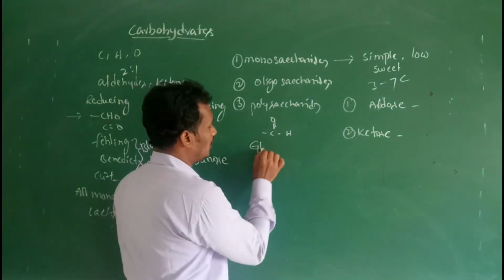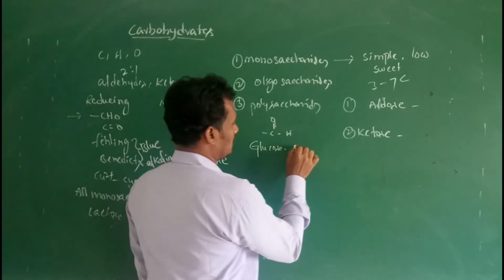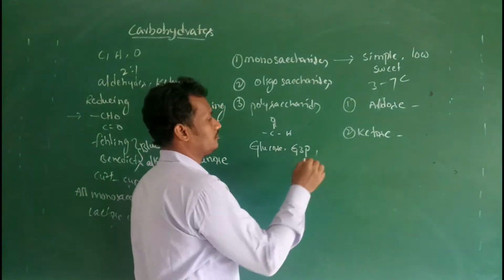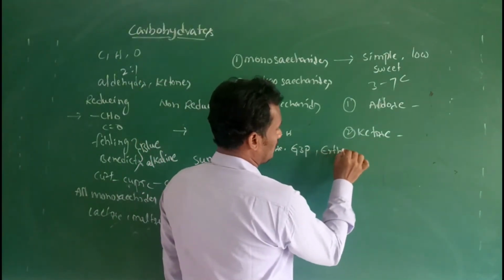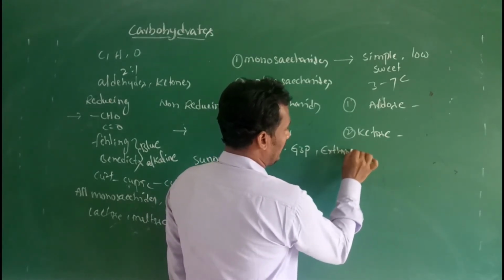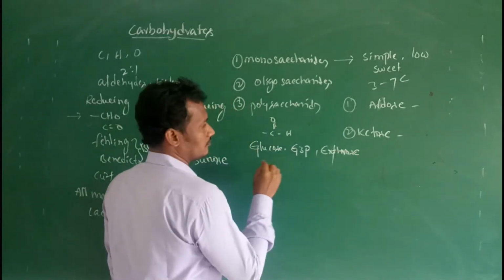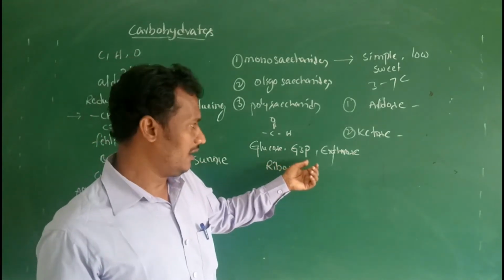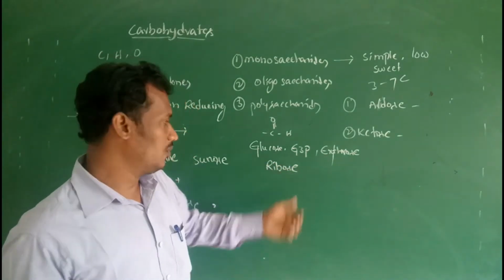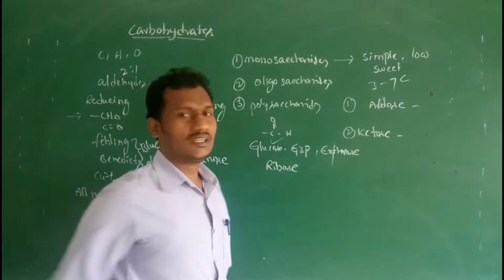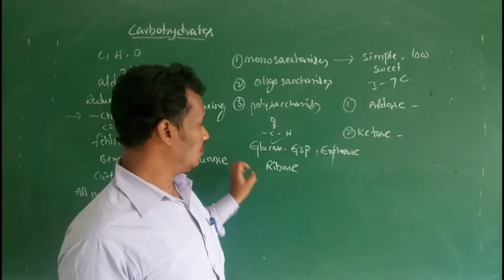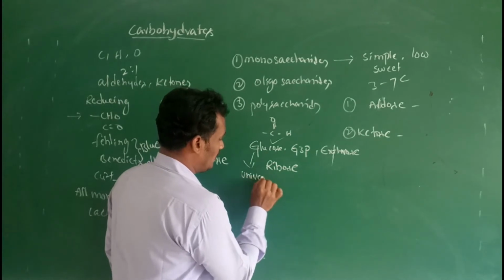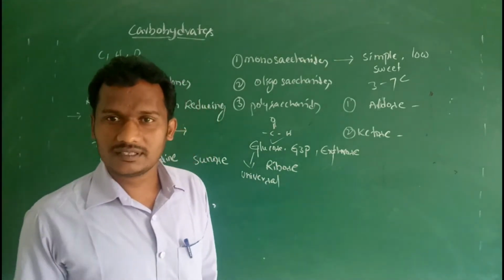Examples are glucose, glyceraldehyde 3-phosphate, erythrose, then ribose. Among these, glucose is the most common. That's why glucose is known as a universal sugar.